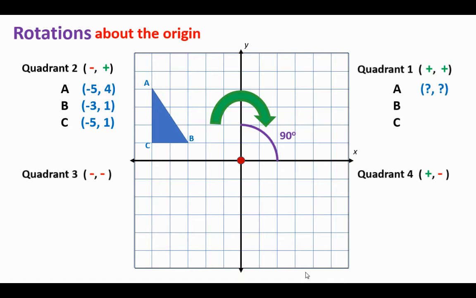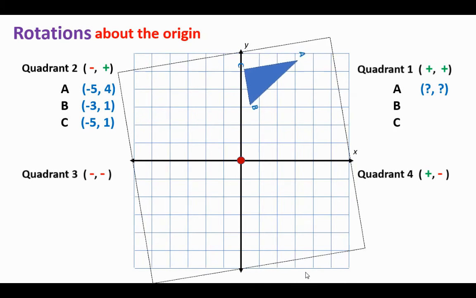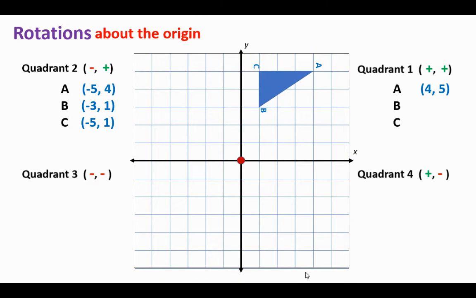So now make a prediction on where you think A is going to end up after our rotation. Well, we do the rotation, and A ends up at 4, 5. Now look back to where we started and see if you can start to see maybe what the pattern is between our x and y values as we do a 90-degree rotation. And make a prediction for B and C.